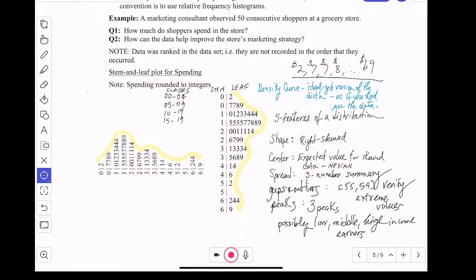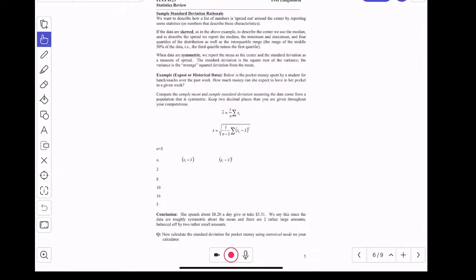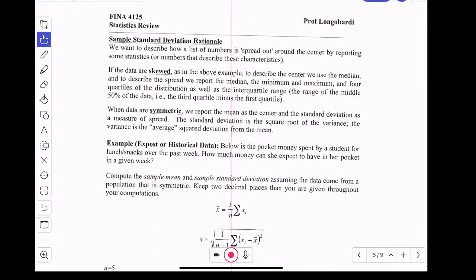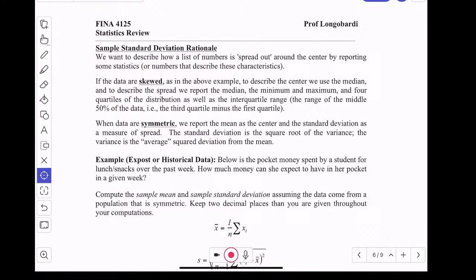All right, so what I'm going to do next is talk about a symmetric distribution, okay? Because we end up focusing on symmetric distributions, and when data are symmetric, we use the mean. And as a measure of spread, we use the standard deviation. So when we want to describe how a list of numbers is spread out around the center, we use the standard deviation when data are symmetric. When they are skewed, as in the above example, we would use the median, and to describe the spread, we report the median, the minimum, maximum, and the 4 quartiles of the distribution.